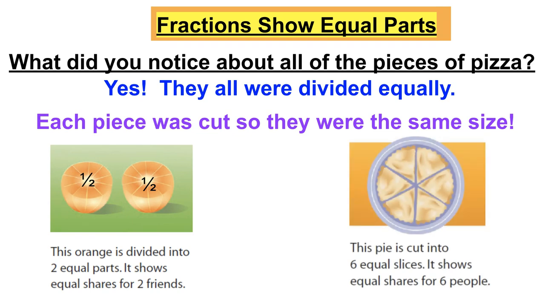Let's look at another example. Let's look at this pie. This pie is cut into 6 equal slices. It shows equal shares for 6 people. We can show each piece of pie as a fraction. So we have a total of 6 slices of pie. Each slice is 1 piece.